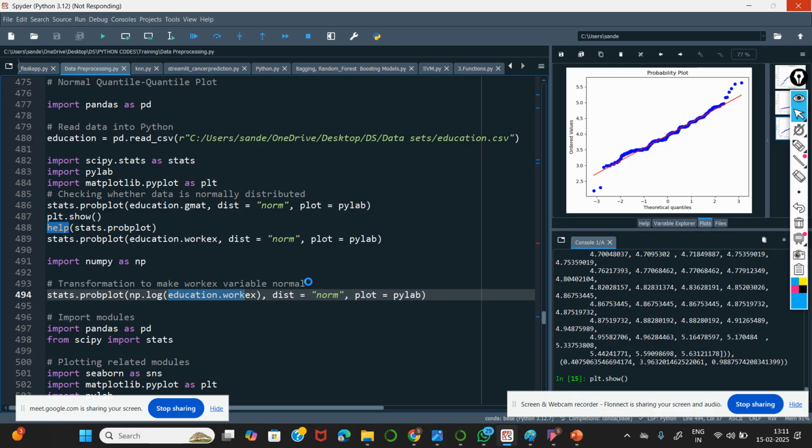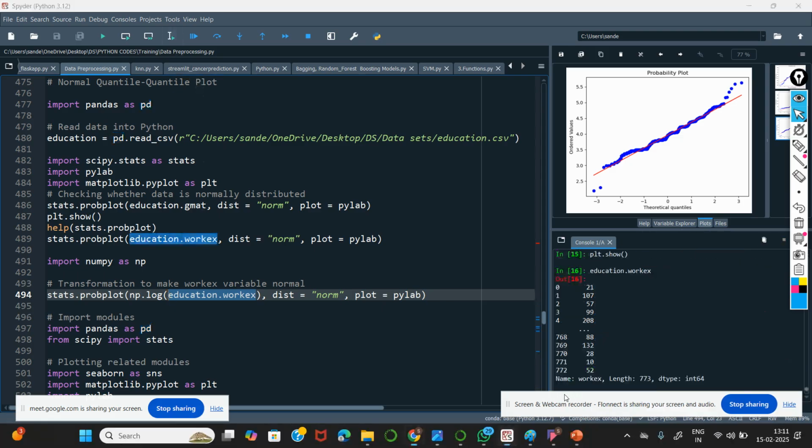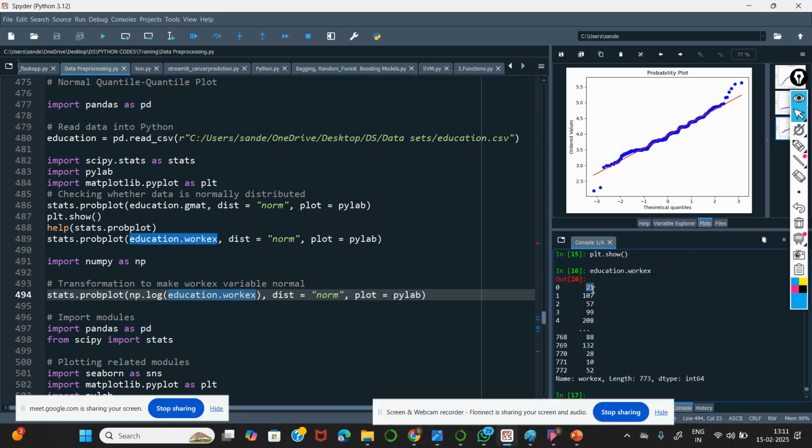In the same way, in case your logarithmic is not working, go and try out exponential, sine, cos, whatever is possible, which are part of your numpy. As you can see in my console, my values are 2107. Look, 2107, what a difference: 57, 99. These were your original values, education.workx. But if I use logarithmic of this particular column, it would be coming up like this.